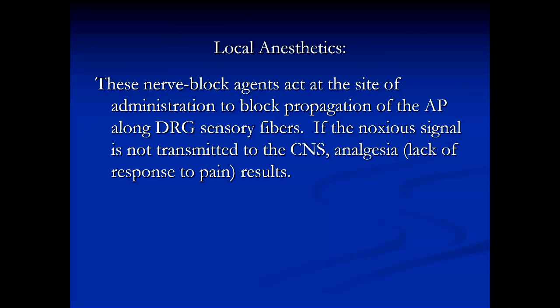So in the case of local anesthetics then, these agents that interrupt and prevent the transmission of this sensory information locally are typically referred to as nerve block agents, and they act at the site of administration. So if you block action potential propagation from those DRG cells that are carrying that sensory information into the spinal column, then you're going to interrupt that perception and you'll provide some analgesia at that point, which is the lack of response to that painful stimuli that's been interrupted.